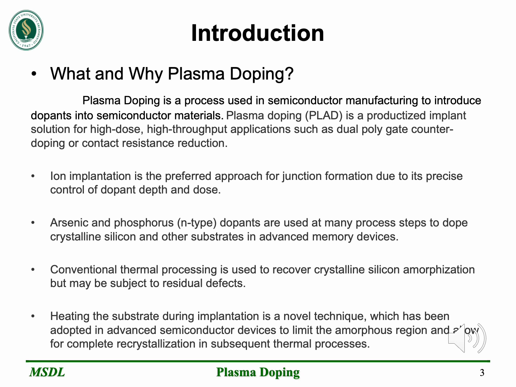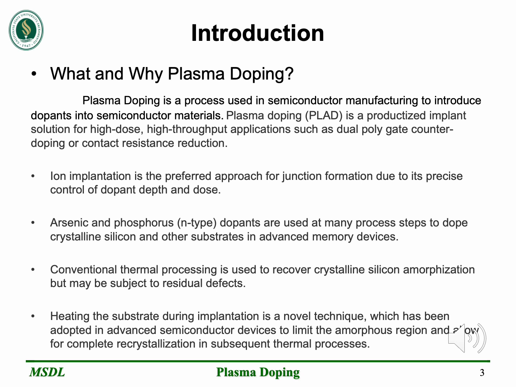Ion implantation is the preferred approach for junction formation due to its precise control of dopant depth and dose. Arsenic and phosphorus dopants are used at many process steps to dope crystalline silicon and other substrates in advanced memory devices. The conventional thermal processing is used to recover crystalline silicon amorphization but may be subjected to residual defects.